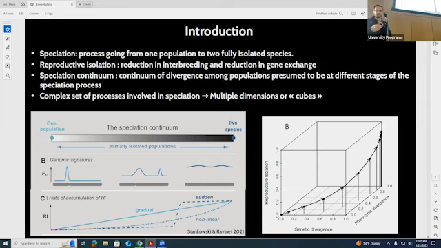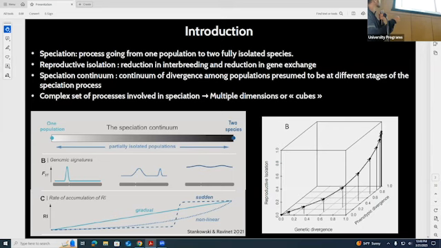If we look at this small graph here, you can see that you can have different levels of reproductive isolation on what we are calling the speciation continuum. The idea is that you can accumulate reproductive isolation over a long time, and this can be gradual or sudden, or it can have a different shape. In the end, you end up with two fully isolated populations.